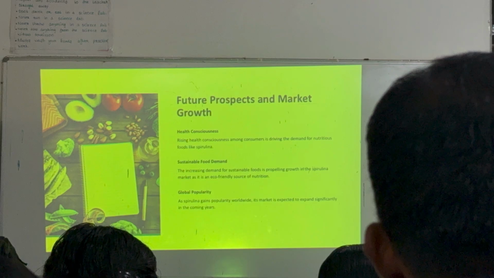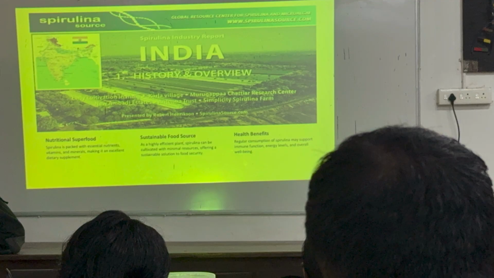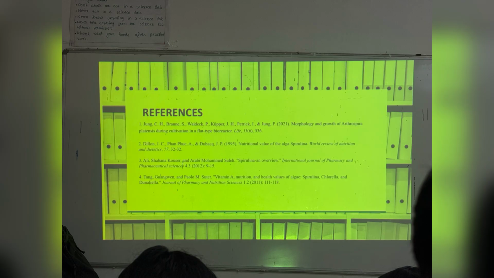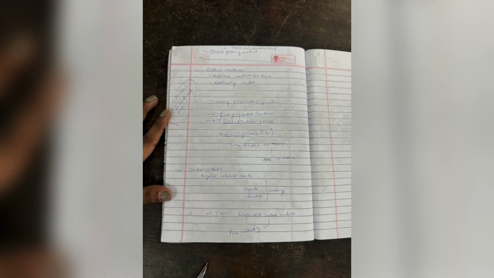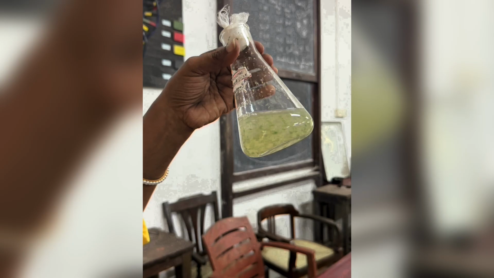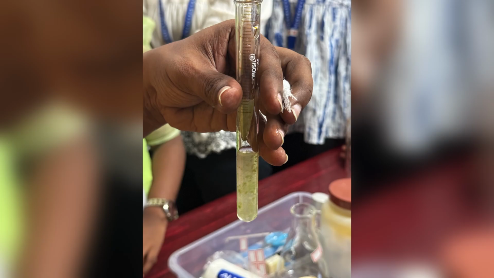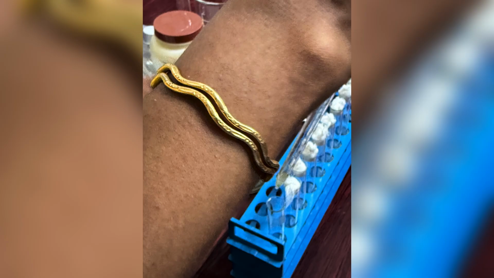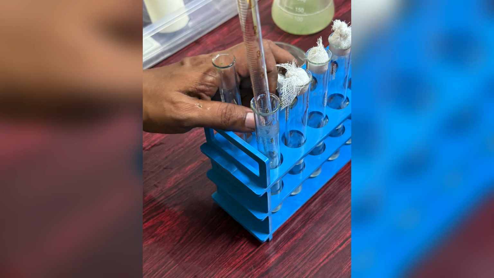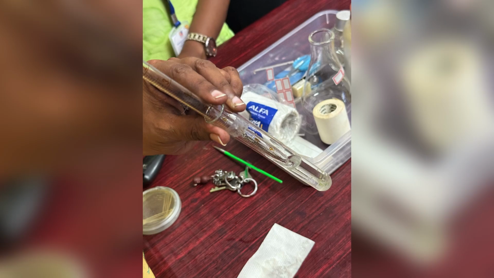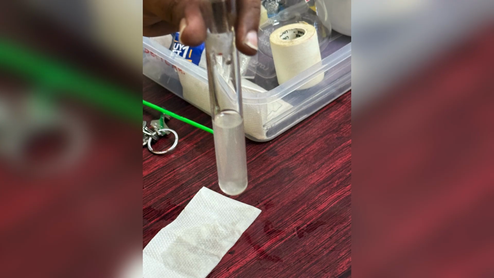Then it is rich in vitamin B. It is all types of vitamin B: thiamine, riboflavin, nicotinamide, pyridoxine, folic acid and cyanocobalamin, along with vitamin C, D and E. Then the essential minerals like iron, calcium, magnesium, manganese, phosphorus, potassium, selenium, sodium and zinc. All these are present in spirulina. That's why spirulina is so important. It has a high nutritive value.